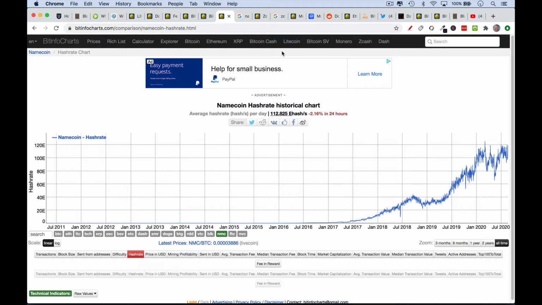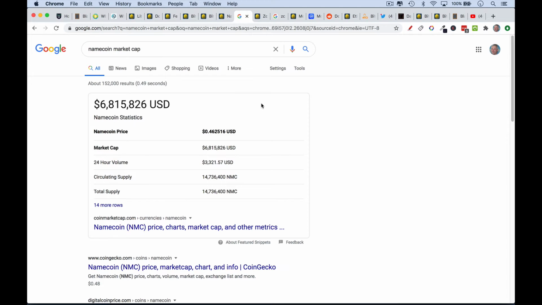So then the next thing I would do, once I find the hash rate and it looks like there's increasing demand over time, is I'll quickly Google what the market cap is, which is the current circulating, the total value of all the coins. And we find that Namecoin has a market cap of just 6.8 million.